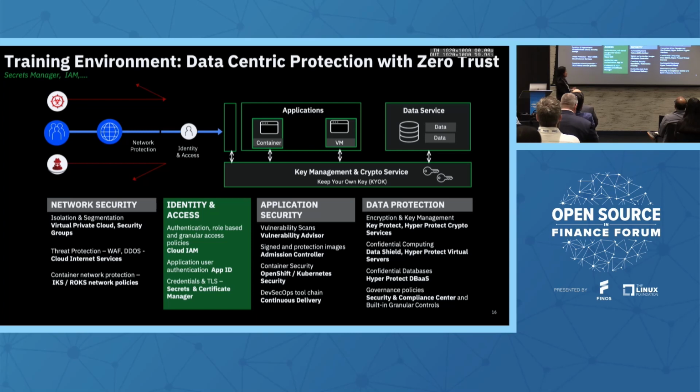Network security, identity access security: how do you authenticate your user, what access do they have, right? Even for services, based on their role, they may need to see different information. Application security: how do you make sure your code is secure, your container image is secure, et cetera. And data protection. Data is the most important asset, right? How do you protect your data?